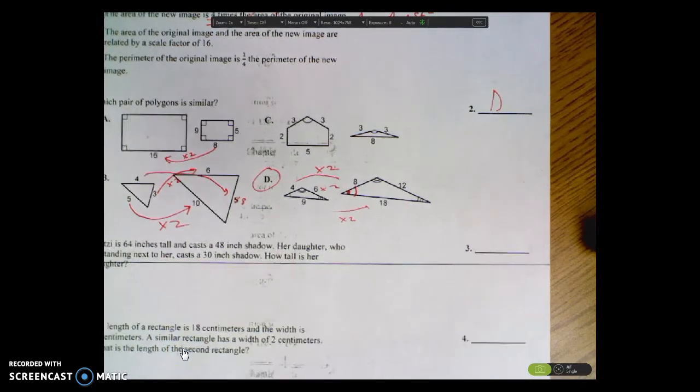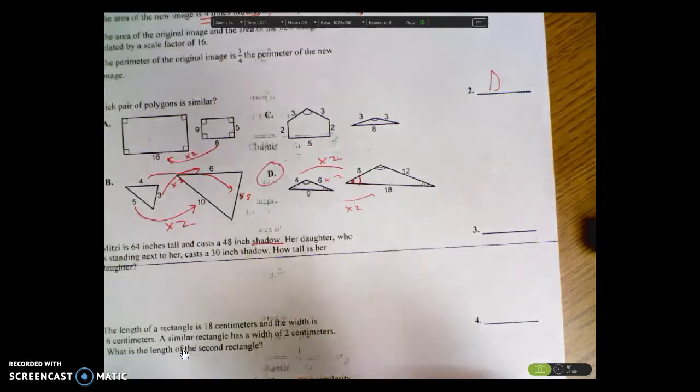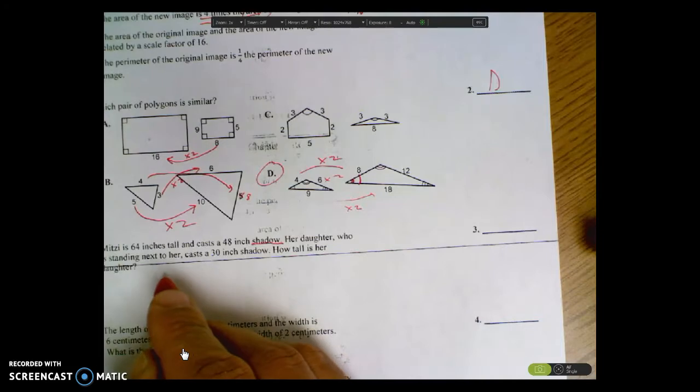Now, Mitzi is 64 inches tall and casts a 48-inch shadow. I see a shadow problem. I'm thinking similar triangle or that indirect measurement. Okay, so I'm going to draw that.